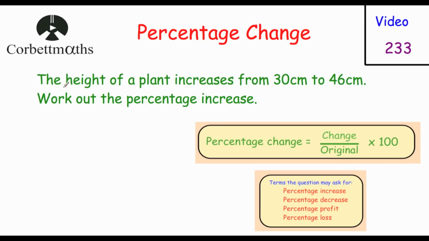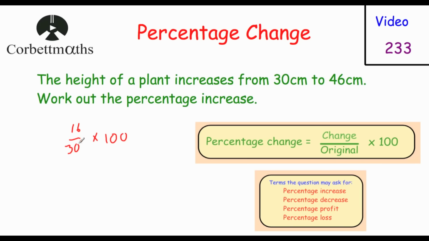So here's a typical question. It says the height of a plant increases from 30 centimeters to 46 centimeters. Work out the percentage increase. So the formula is change divided by original times 100. As you can see, the change is 16 centimeters, so change is 16, divided by the original, which would be 30, and then times by 100.